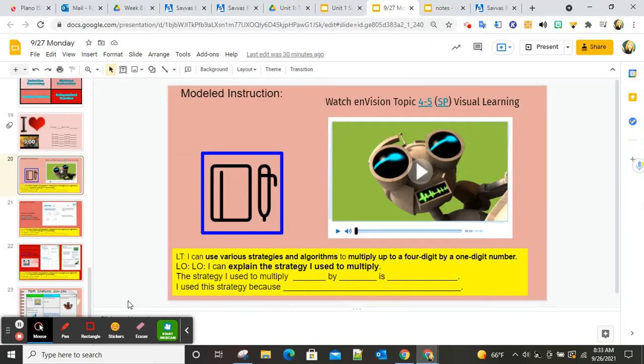Hello, this is Mrs. Dixon, and we're getting ready to start our lesson on multiplying a 4-digit number by a 1-digit number. So if you look quickly at our learning target, it says, I can use various strategies and algorithms to multiply up to a 4-digit by 1-digit number. And the strategy we're going to be using today is standard algorithm. Let's get started.